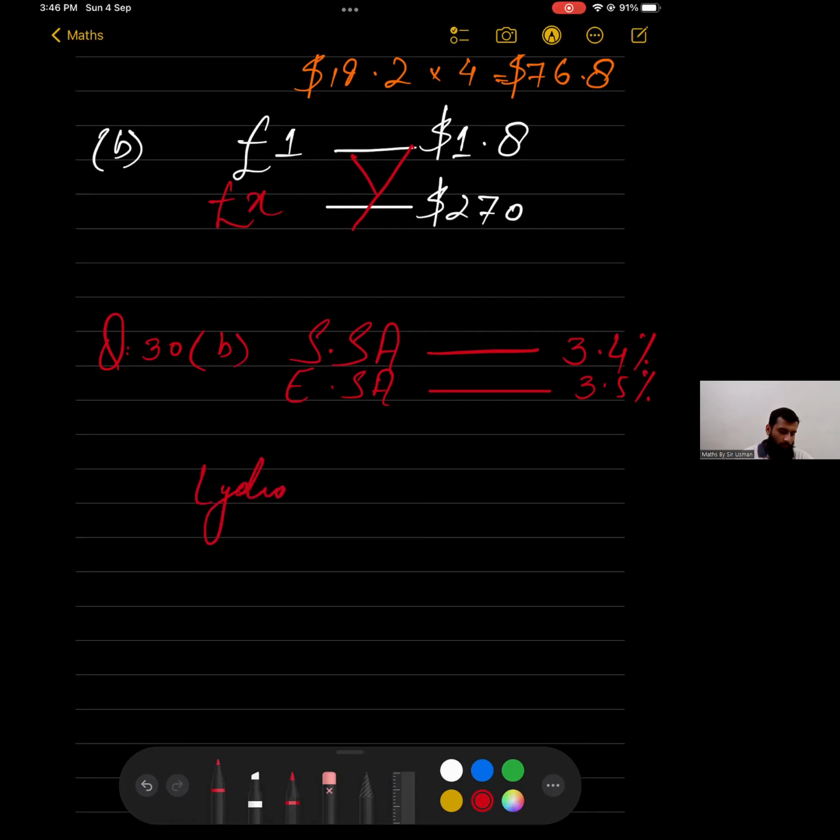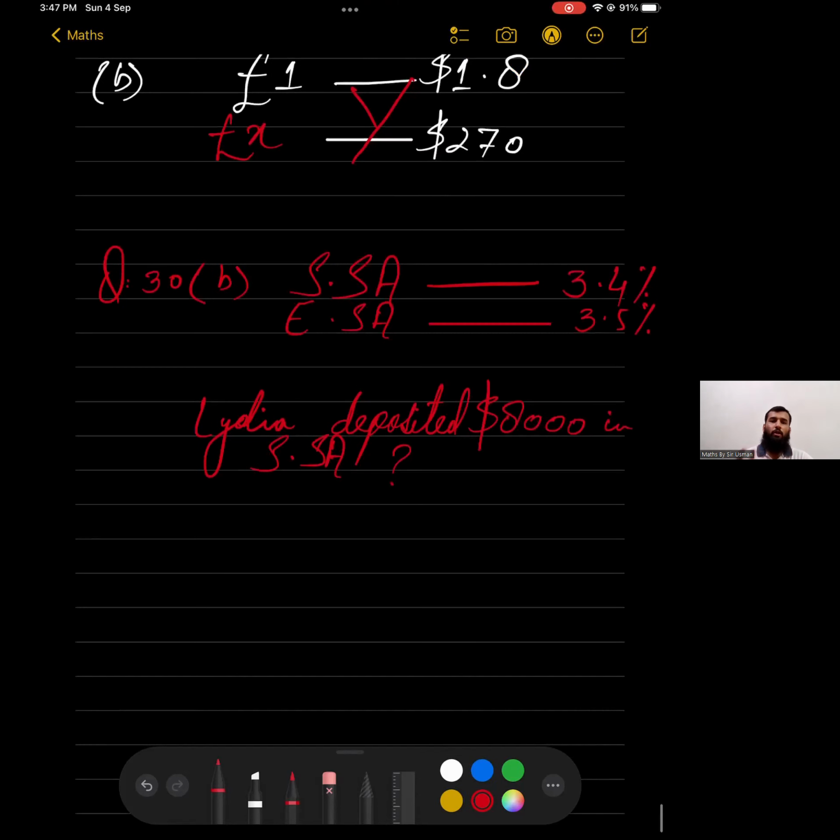So Lydia deposited 8,000 in super saver account. Now we just need to figure out the total amount she would be left with after 1 year of super saver account.